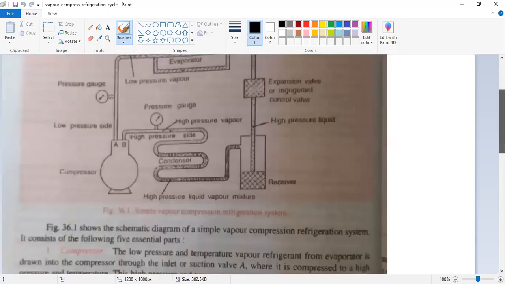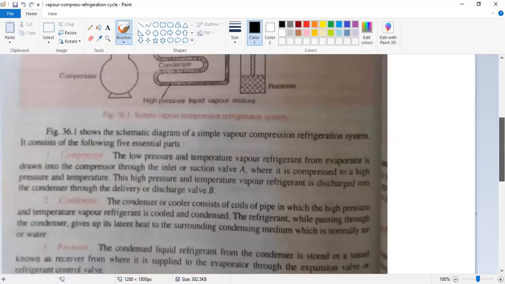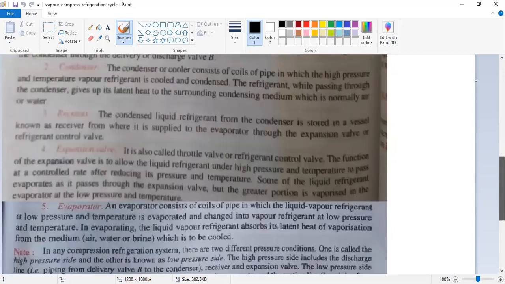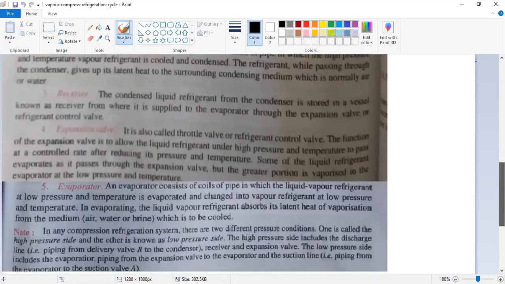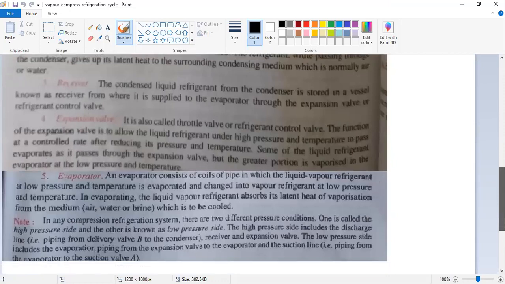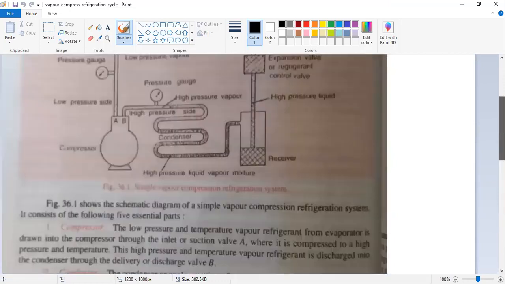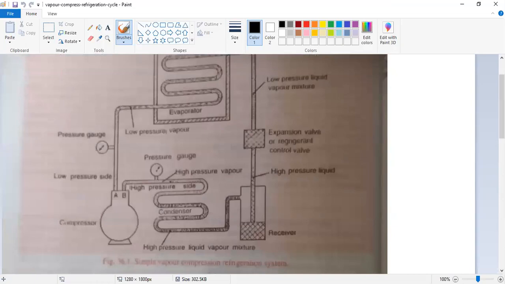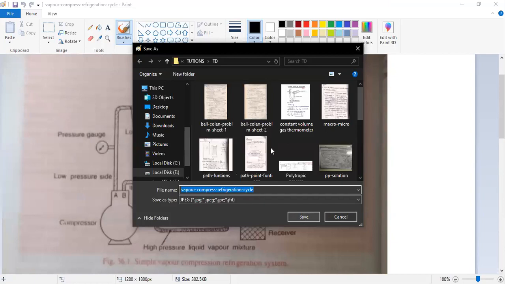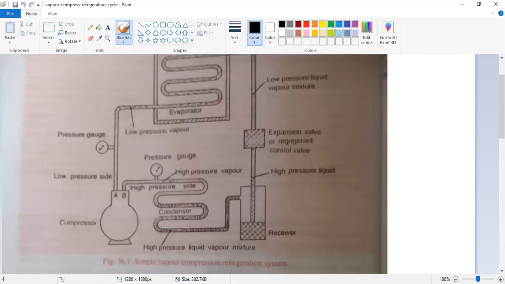So this is the same diagram which I explained as a line diagram before, and here there is an explanation of what each component does: compressor, receiver, expansion valve, evaporator. So I'm going to share this diagram, just go through this also. Sometimes in an examination they will ask you to draw a neat sketch of the vapor compression cycle and explain the components. So you can explain this.